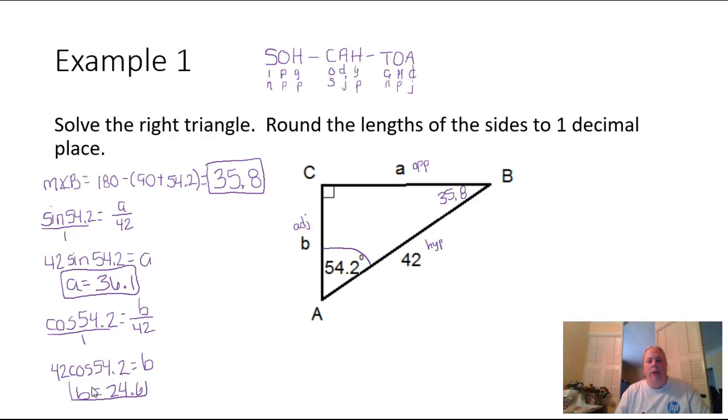So solving the right triangle means finding the lengths of all the sides that you don't know and finding the degrees for all the angles that you don't know. And this triangle is now solved.